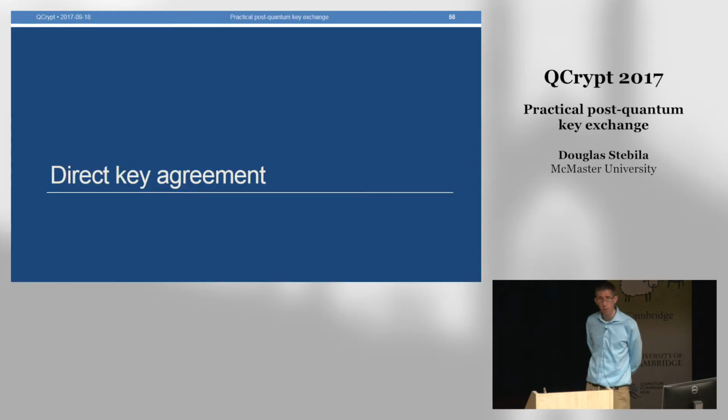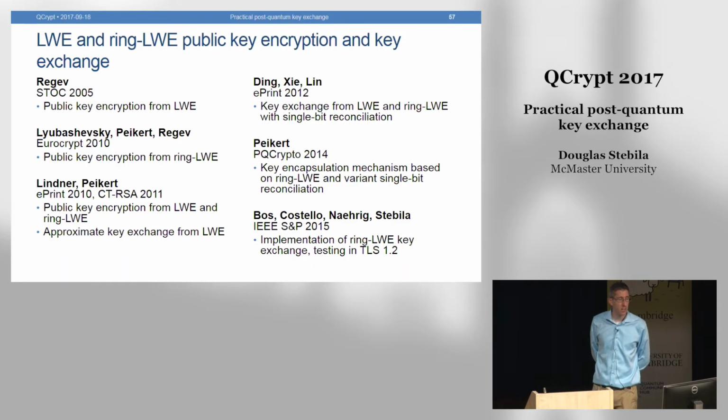From public key encryption, we can then go to key exchange or key agreements. And there's a fairly long history on this problem. People originally started off with public key encryption, and I've listed the public key encryption schemes on the left from LWE and ring-LWE. And then people started talking about approximate key exchange, and then exact key exchange. And there are a few different techniques for achieving exact key exchange, but one of those is based on error correction or reconciliation. And so I just wanted to show you how we can turn public key encryption from the previous slides into key exchange.